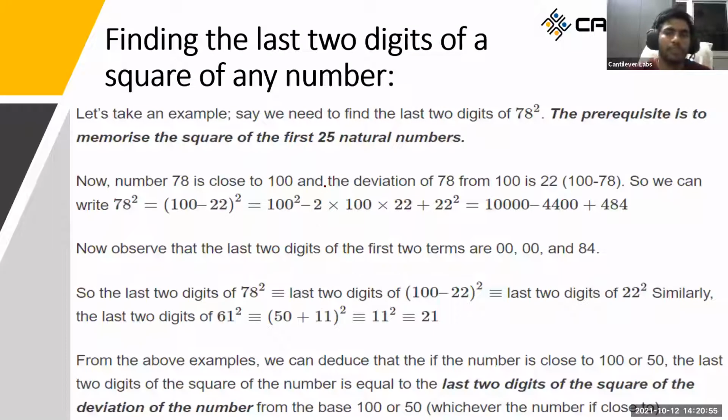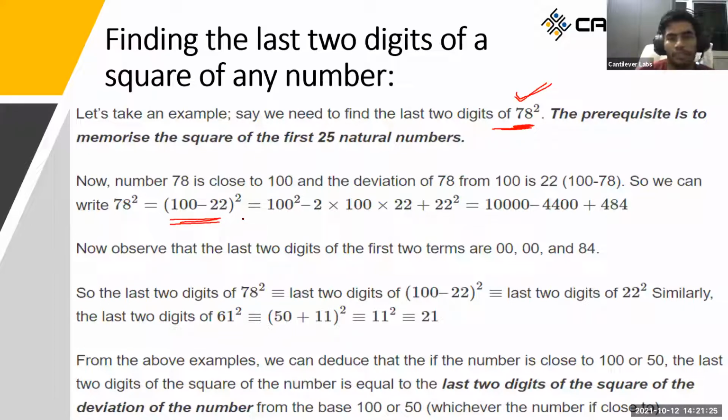So now let's see some complex topics on natural numbers. We need to find the last 2 digits of 78 square. The prerequisite here would be to memorize the squares of the first 25 natural numbers. So we'll see whether 78 is close to 100 or 50. We know that 78 is close to 100. So we'll express 78 in the form of 100 minus 22.